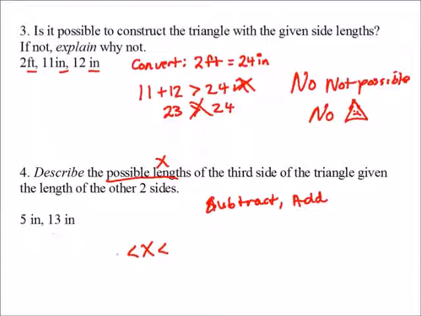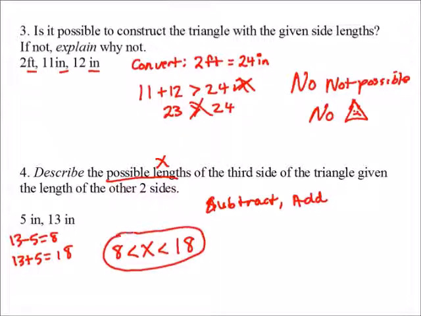13 minus 5 is 8. So let's do 13 minus 5, which is equal to 8, and then 13 plus 5, which is equal to 18. So the possible side length of the third side has to be between 8 and 18.